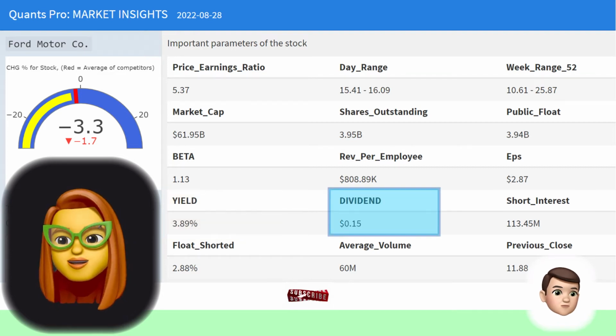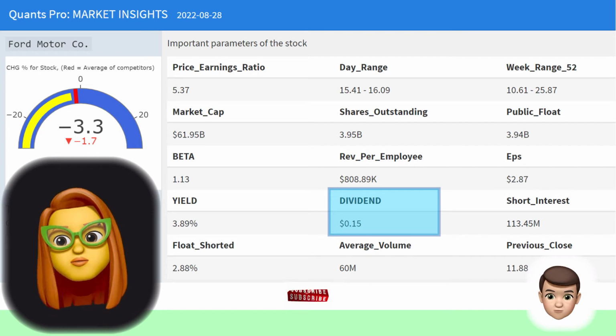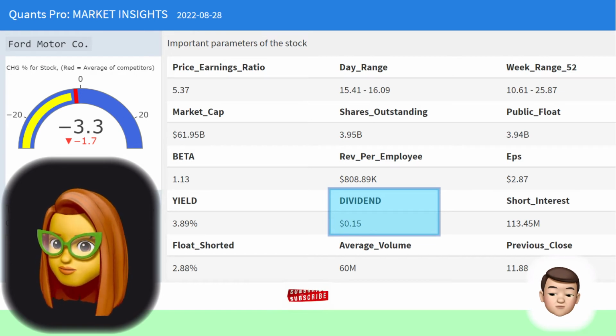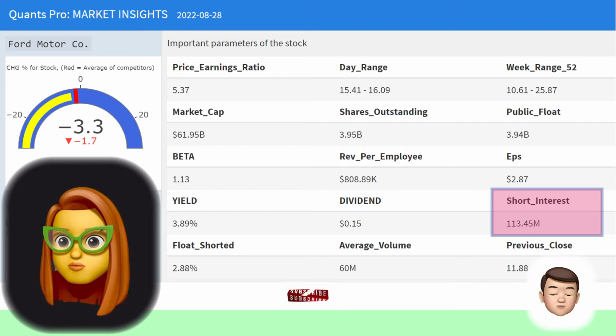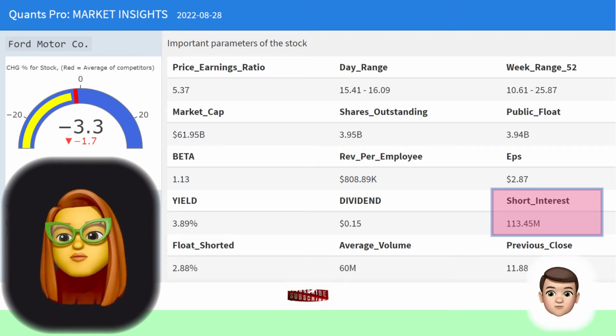Dividend value is the dividend payment to shareholders in stock rather than money. Dividend refers to a reward, cash or otherwise, that a company gives to its shareholders. Dividends can be issued in a variety of ways, whether in cash, stock, or any other form. Short interest indicates how many shares of a company are currently sold short and not yet covered. Short interest is used as a sentiment indicator.